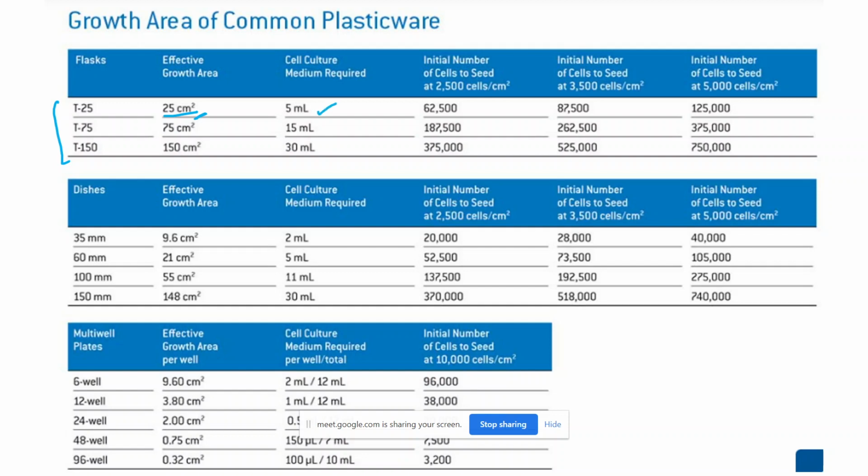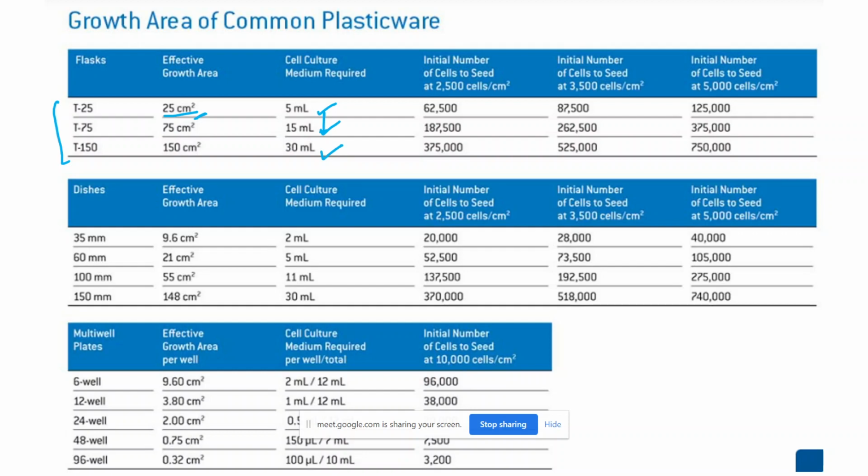But if you go higher, to a T75 flask, which has an effective growth area of 75 centimeters squared, then you can use more media and grow more cells, because here the volume will be up to 15 ml. Similarly, if you take a T150 flask, then you can go up to 30 ml.